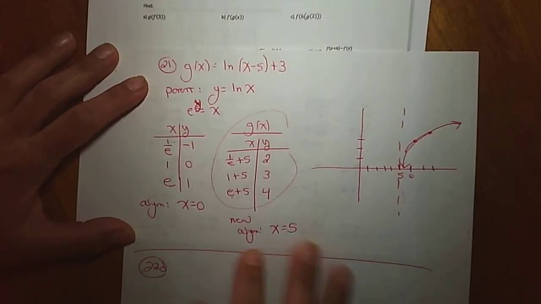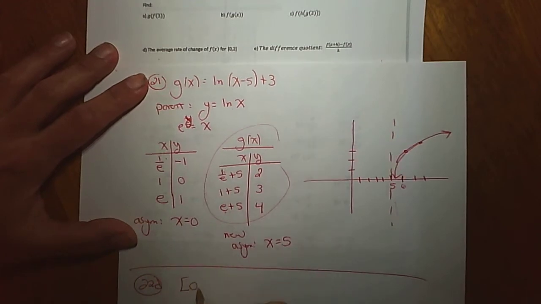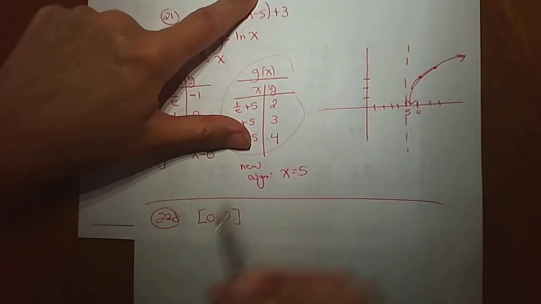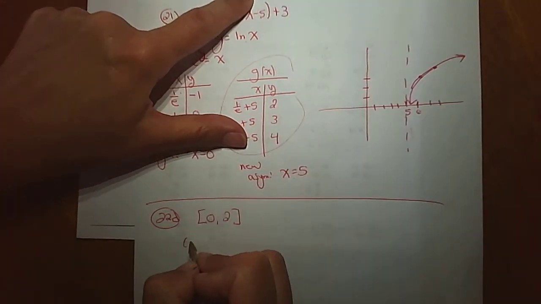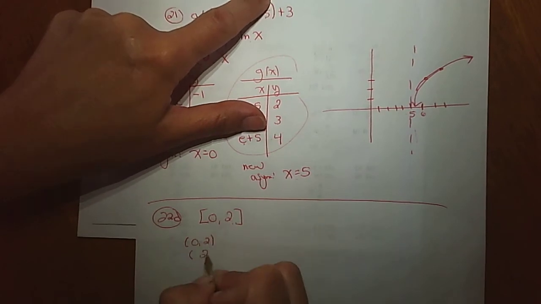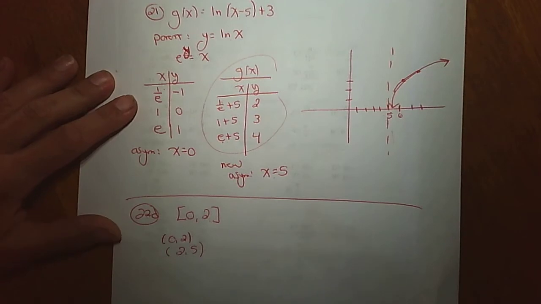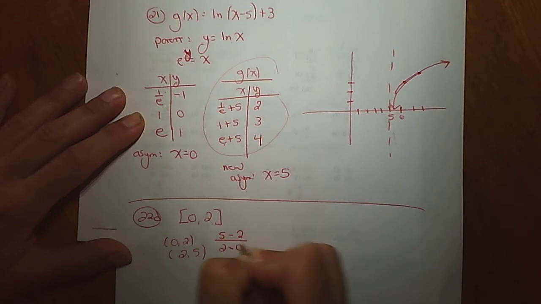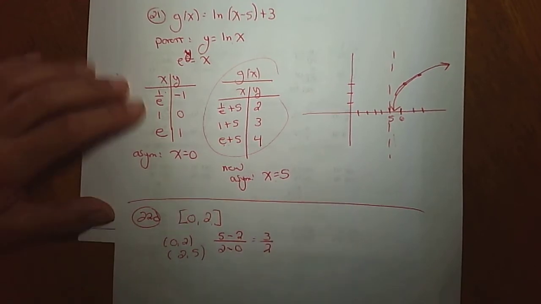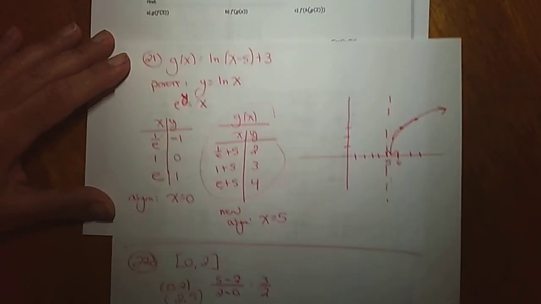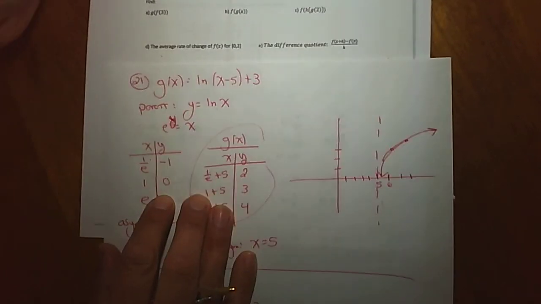And D, right, 22D wants us to find the average rate of change over the bracket 0, 2. So that just means I want us to find the average rate of change, which is slope, between the x values of 0 and 2. So that means I'm going to use the point 0, 2, and the other x value of 2, 5. So I'm going to do the average rate of change of those. Which is 5 minus 2 over 2 minus 0, which would be 3 over 2. Average rate of change between 0 and 2.